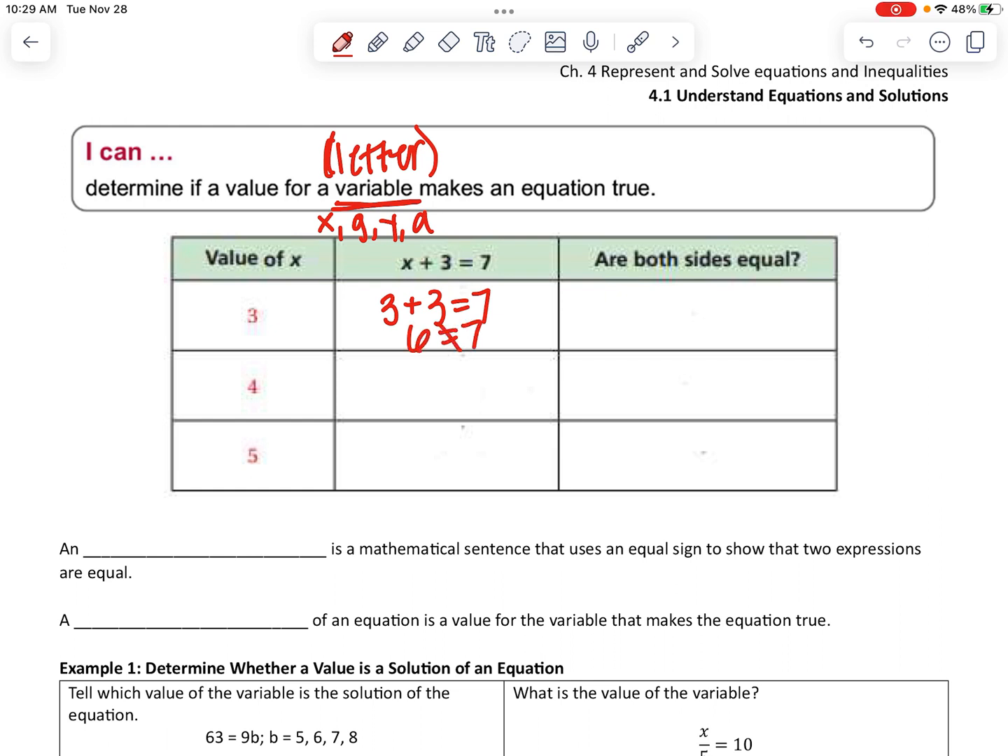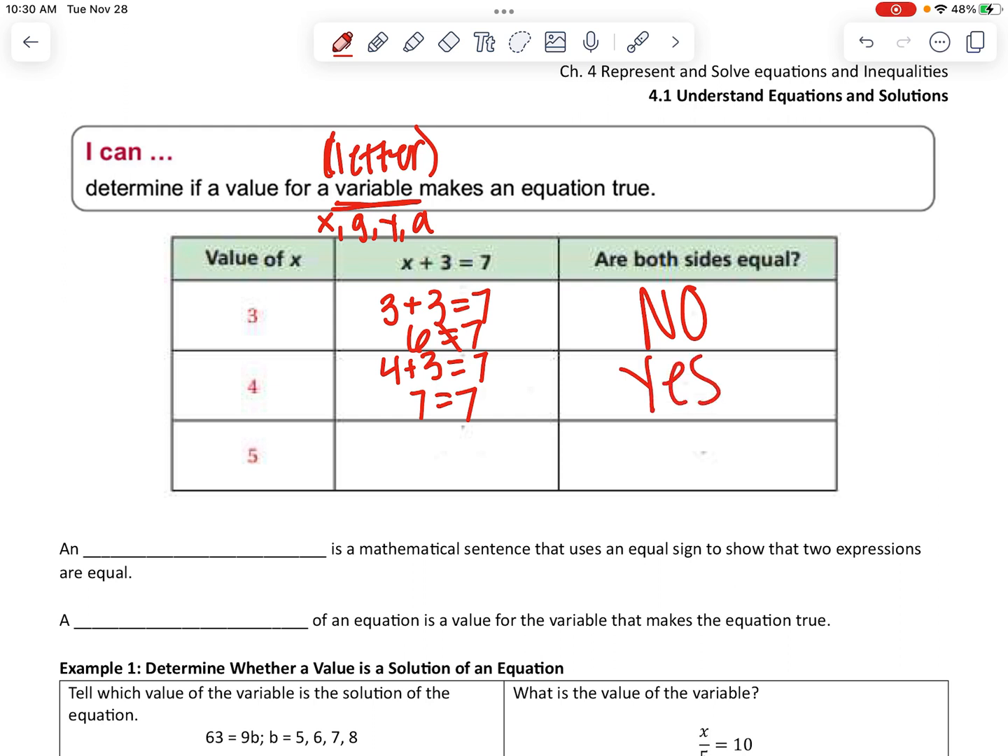So we're going to draw a line through our equal sign. That's the sign for not equal. And we're going to say, no, they are not equal. That means 3 cannot be a value of X because it does not make the equation true. For 4, we plug our 4 in for X, and we say 4 plus 3 equals 7. We should know 4 plus 3 is 7, so we get 7 equals 7. Are both sides equal? Yes, they both equal 7.